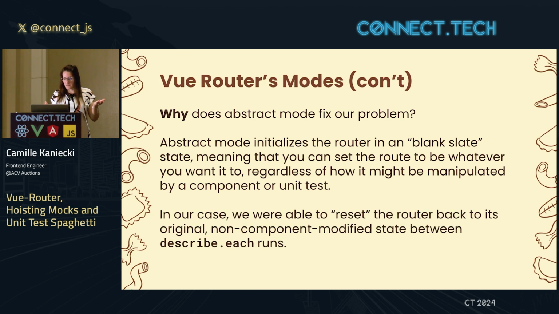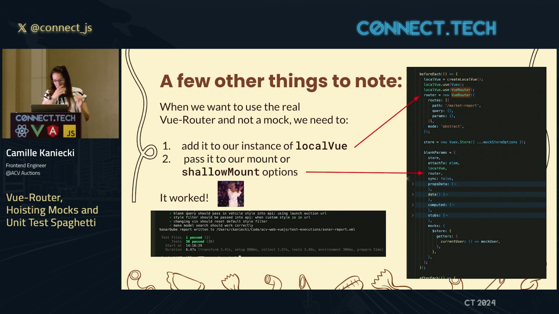I'm just going to say this one more time. Because it's in a blank state, you can set the route to be whatever you want it to. When we're mocking it, it's not actually doing that. It's initializing your full router, and it's trying to set it to a specific page. But this one is the only way that we were able to make sure it was correctly reset in between runs.